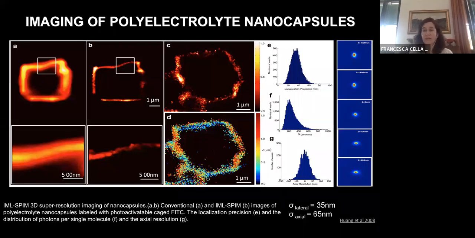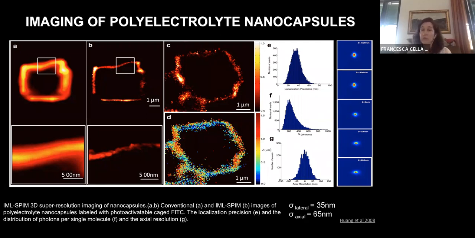So we started with thin samples as a test. These are polyelectrolyte nanocapsules. So this is a thin, small, and transparent sample. So we are still not going to tissues, but we are preparing the light sheet architecture for single molecule detection, thinking about tissues. Here you can compare the conventional selective plane illumination microscopy image with the super resolution image implemented in a light sheet configuration.